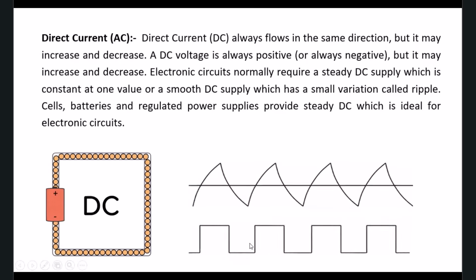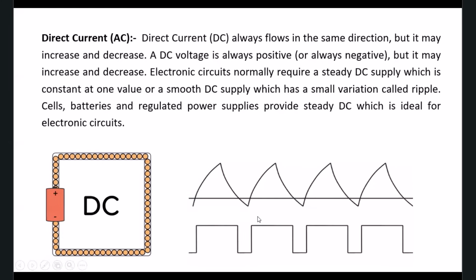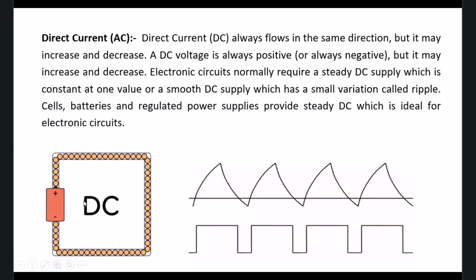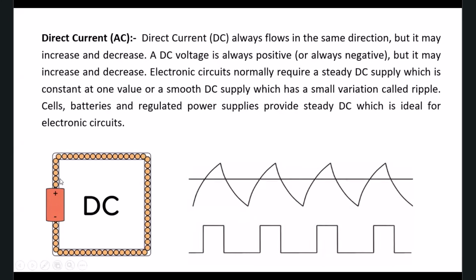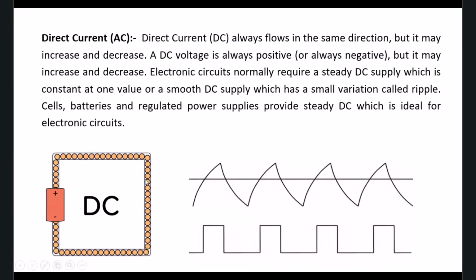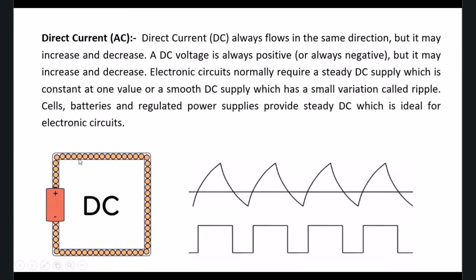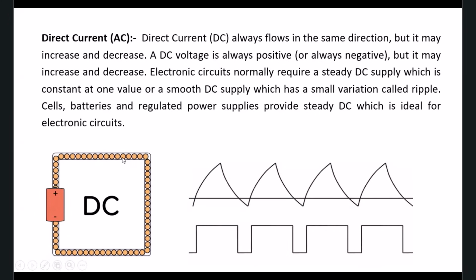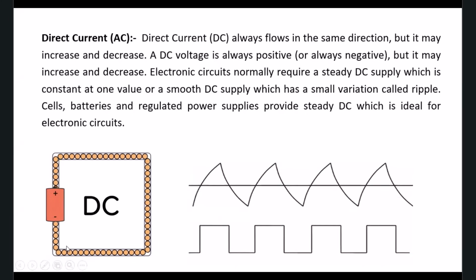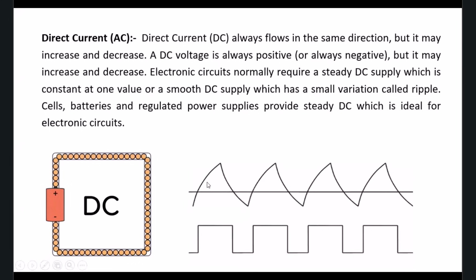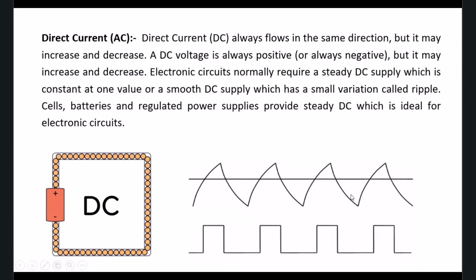We can see the diagram so that we can understand direct current. Here, in the first diagram, you can see the current is flowing continuously in one direction. It is not changing direction after some time. The amount of current flowing in the circuit may increase or decrease, but in one particular direction we are getting the output.